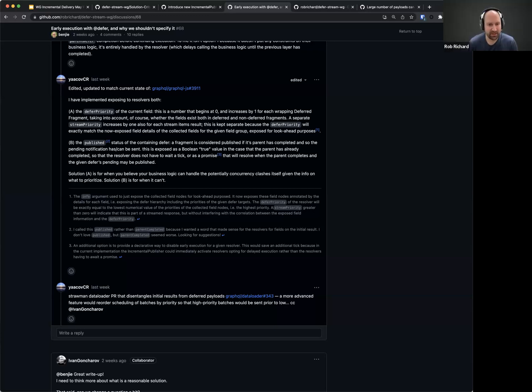I'm not sure how we would know. How would we know that something is held up by a deferred field? Because we don't know what's going on inside of the resolvers. They're not transparent, they're opaque. Yeah, I was going to say the same thing.